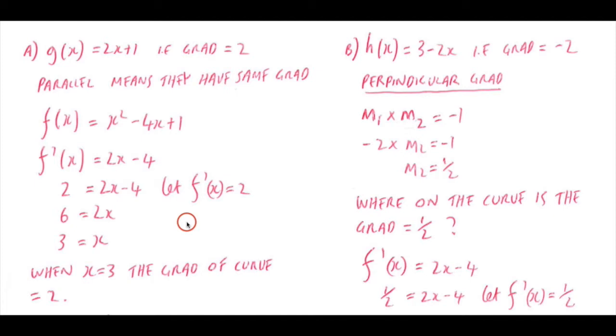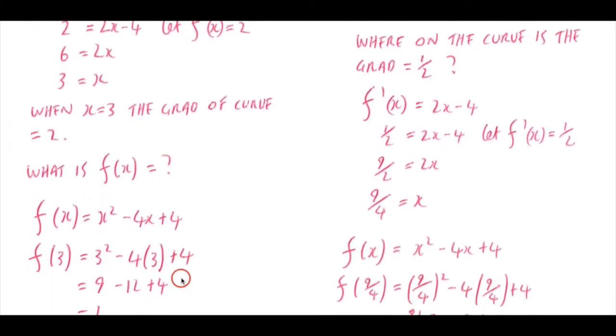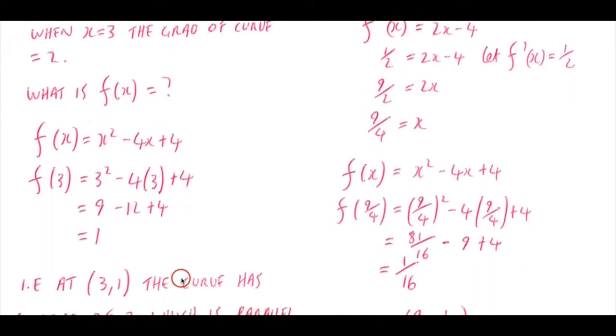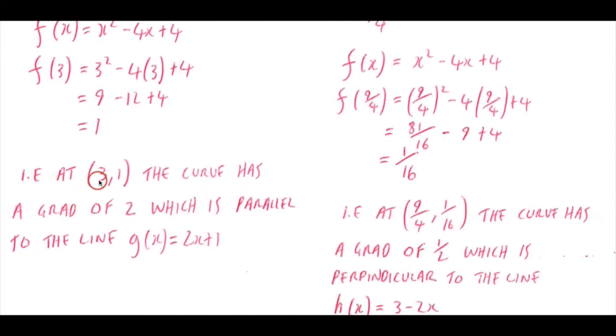Of course, any point is defined as being an x value and a y value. So what I need to do is substitute the found x value into the original f of x equation. So here's f of x, I substitute x equaling 3, and I produce 1. And from that, I'm able to say this. At the position 3, 1, the curve has a gradient of 2, which is parallel to this g of x line.